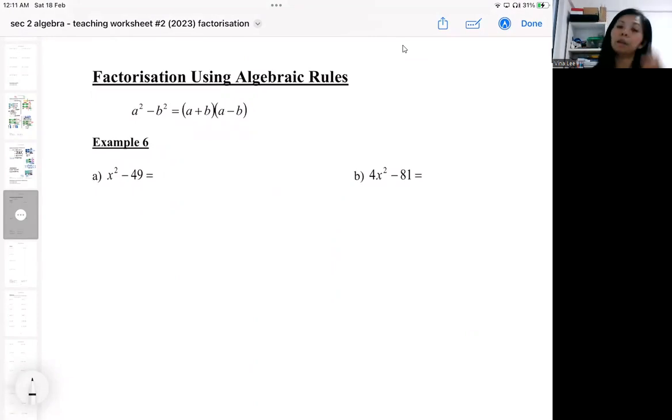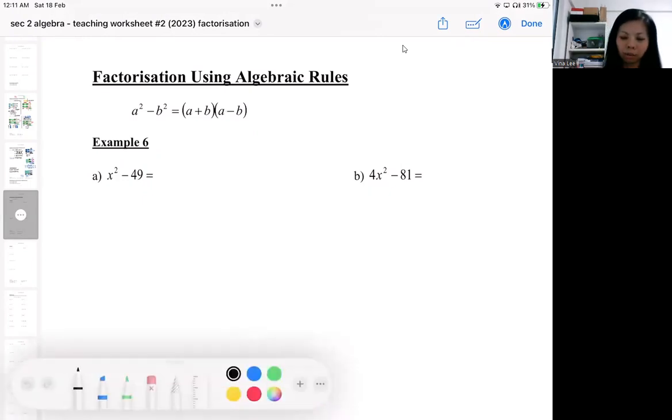Which means, if you can see a squared minus b squared, it will be factorized into the two brackets. It might seem very simple, but you must be aware that a and b can be very big, so it's not going to be so direct. Of course, I'm going to show you a very basic one first.